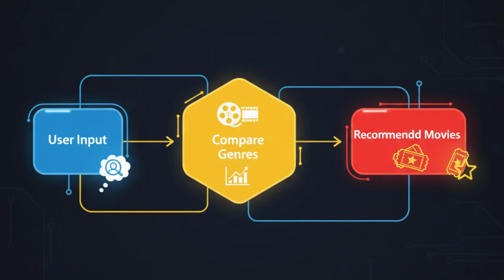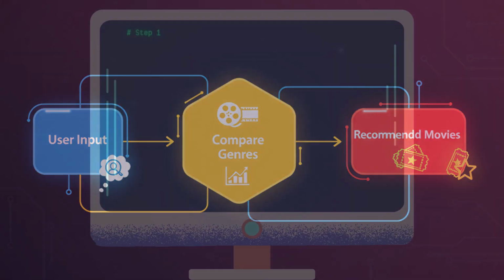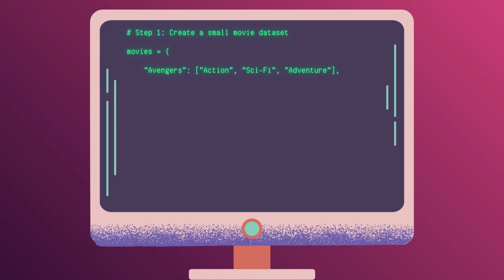Here's the plan. 1. We'll create a small list of movies with their genres. 2. Ask the user for their favorite movie. 3. Compare it with others to find similar genres. 4. Recommend the most similar ones. Now, let's start coding. Open your Python file, we'll build this step by step.